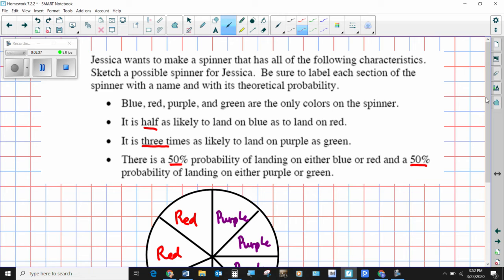This is an interesting problem. You might have slightly different answers than me, but let's see where we have common ground. Jessica wants to make a spinner that has all of these following characteristics. So what are the characteristics? There are 4 different colors. I'm going to skip down to this one because it's kind of important before I go back up. It says 50% of the landing space has to be blue or red, and it also says that 50% of the landing space has to be purple or green.